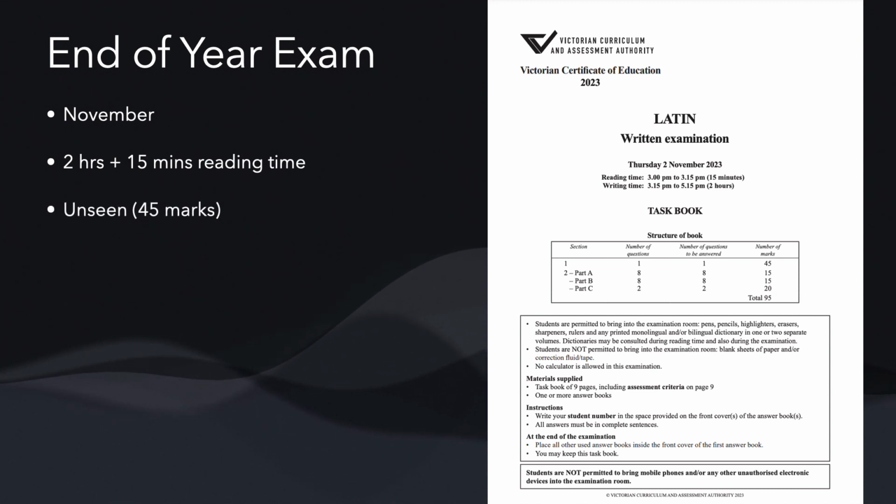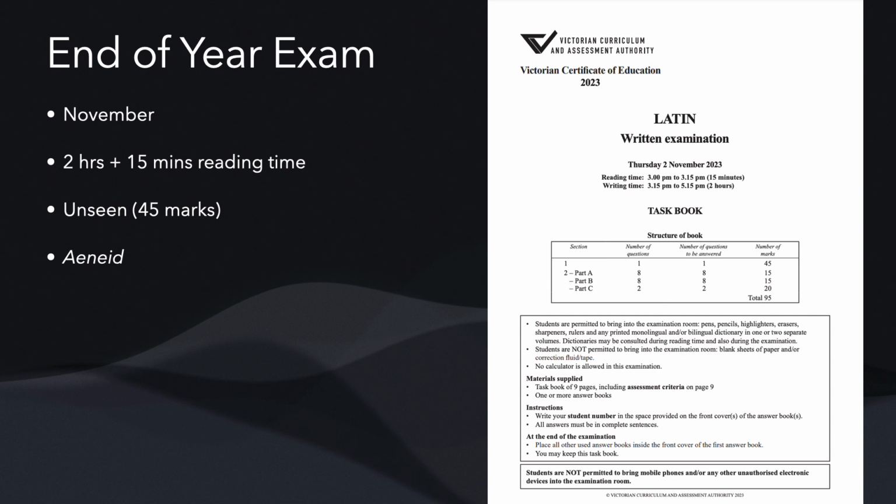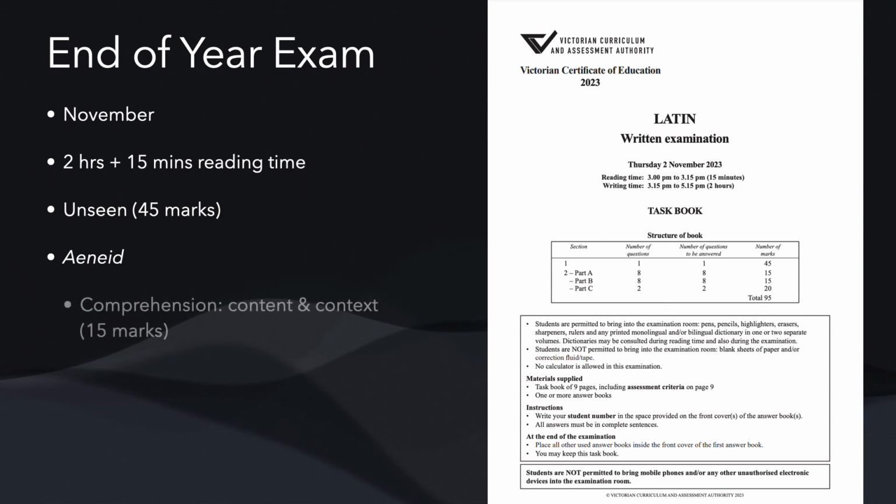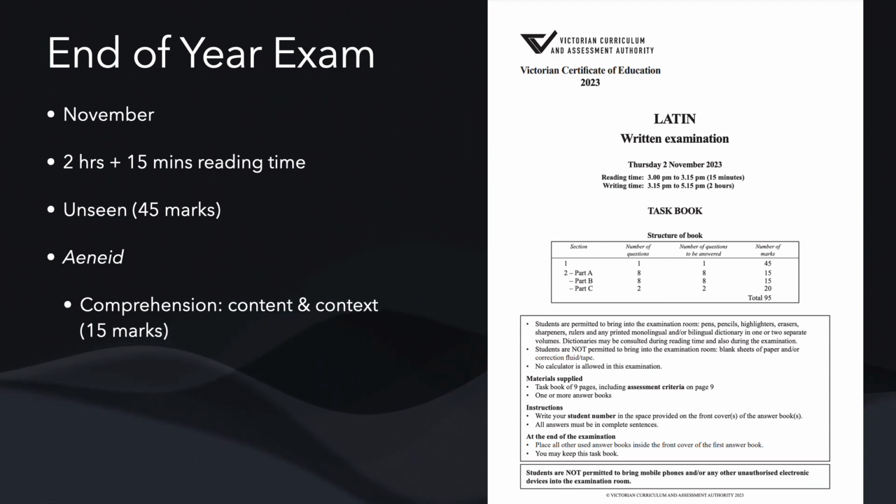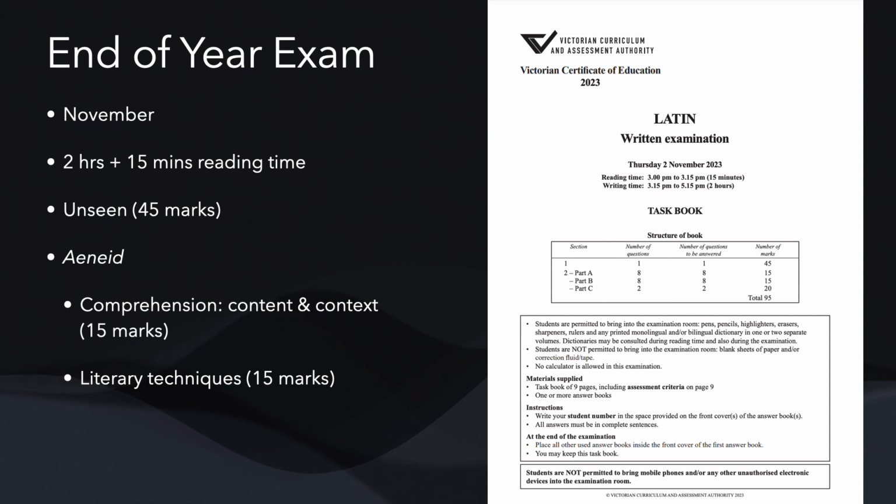It's made up of an unseen worth 45 marks. Again, 90 words. It'll be pretty hard. And the rest of the exam is all the Aeneid, just like we've already been studying for Unit 4. Comprehension on content and context is worth 15 marks. Note there's no grammar in this bit, just content and context, and they're all going to be short answer questions. Literary techniques, I think, is a harder part of it, and that'll include some scansion. There are always at least a couple of scansion questions for that one.